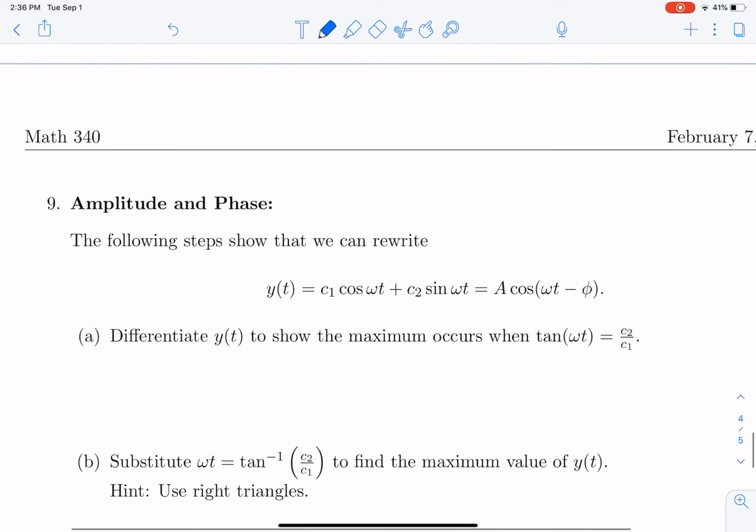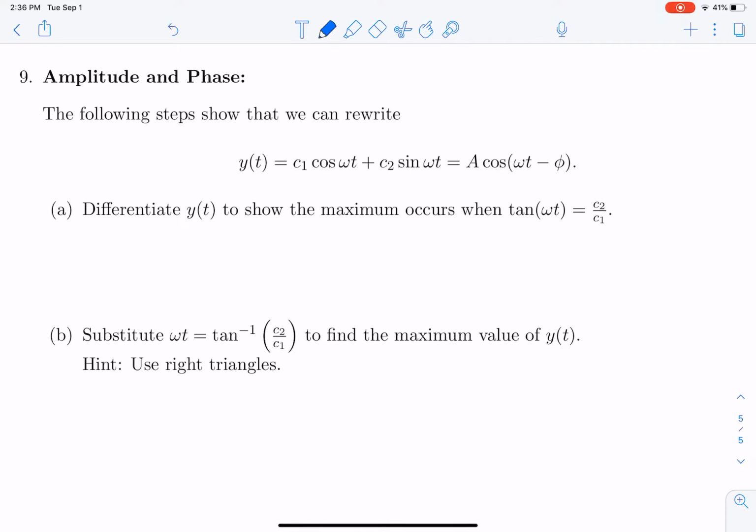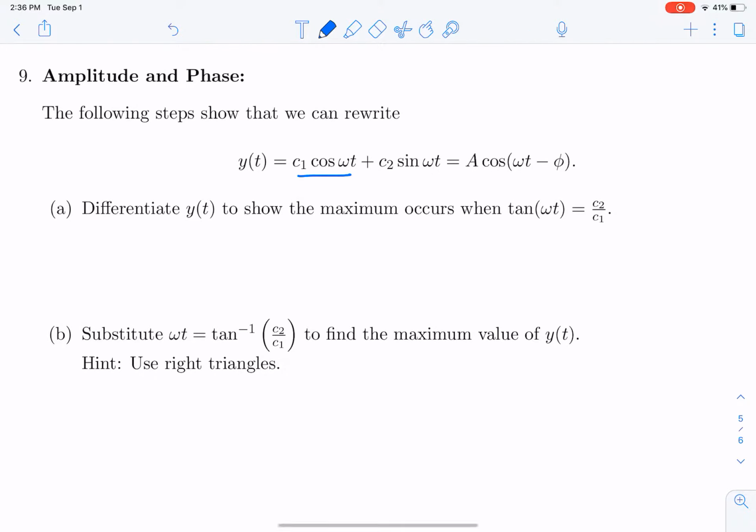So this actually is not really going to be a lesson in differential equations, but actually kind of a reminder lesson in trigonometry. So we're going to start with our solution, C1 cosine omega t plus C2 sine omega t, and we're going to see if we can turn that solution into a single cosine. So these are the steps that we're going to take.